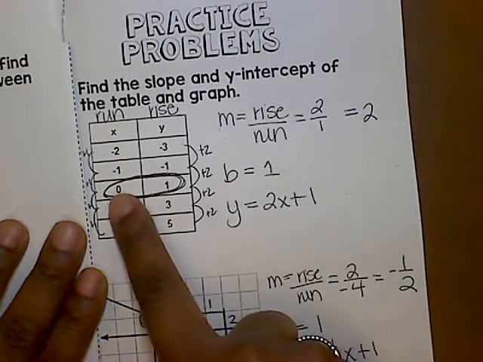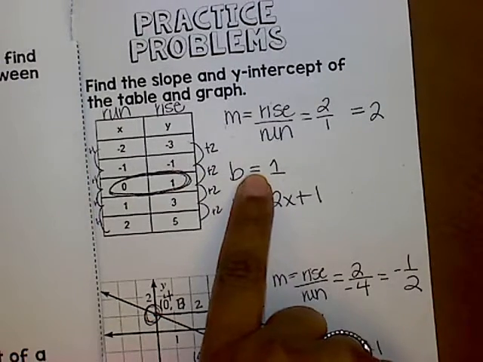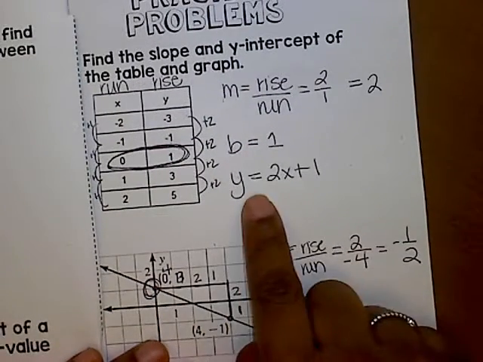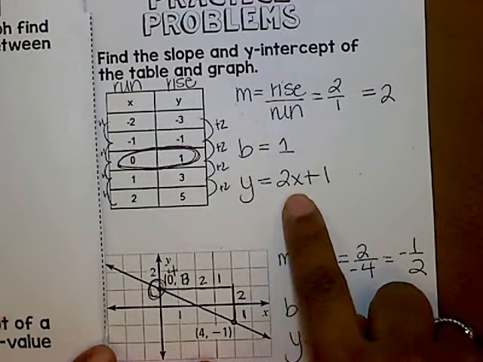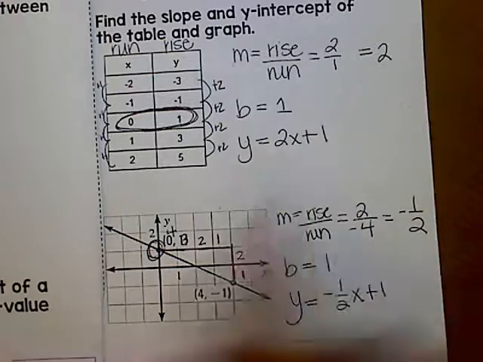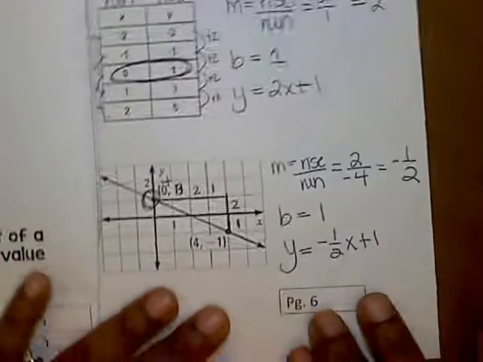And then I found where x equals 0, and that gave me my b, which is my y-intercept, or my starting point, and that was 1. Then I just put it all together. y equals 2x plus 1. The 2, or the m, is always attached to that x, and then the 1 is always attached by addition or subtraction. Because 1 is positive, it was attached by addition.